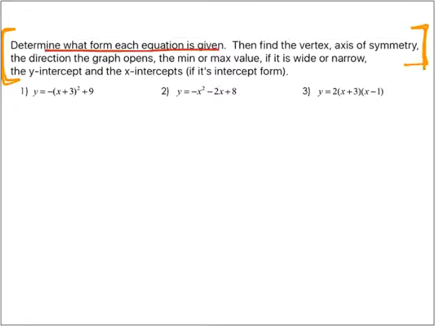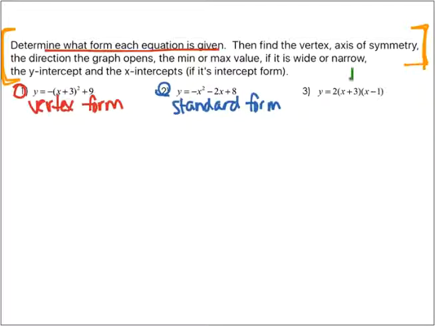If you look at number 1, you see the parentheses squared plus 9, so that is in vertex form. If you look at number 2, you don't have the parentheses squared. It actually is ax squared plus bx plus c, so that's the standard form. And then our third one, if you have these parentheses like this, those are called factors, so that is what is called intercept form. Each form is nice for finding different parts easier. Alright, let's go back to number 1, the vertex form.